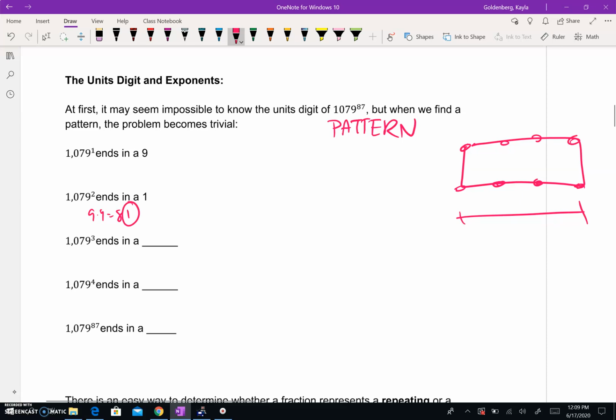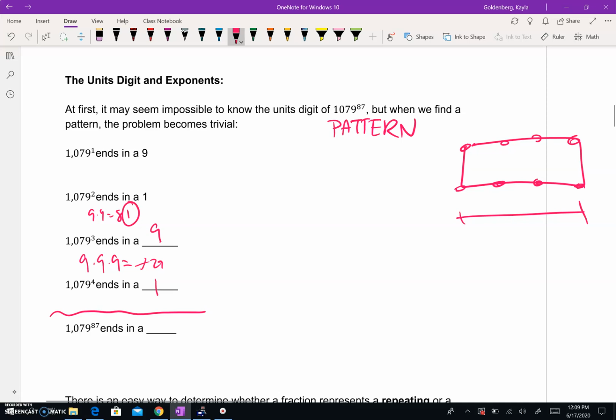If I cube it, 9 times 9 times 9, that's going to be 729. So it ends in a 9. If I do it to the 4th power, you'll get a 1. If I do it to the 87th power, that's what we want to think about, the pattern.